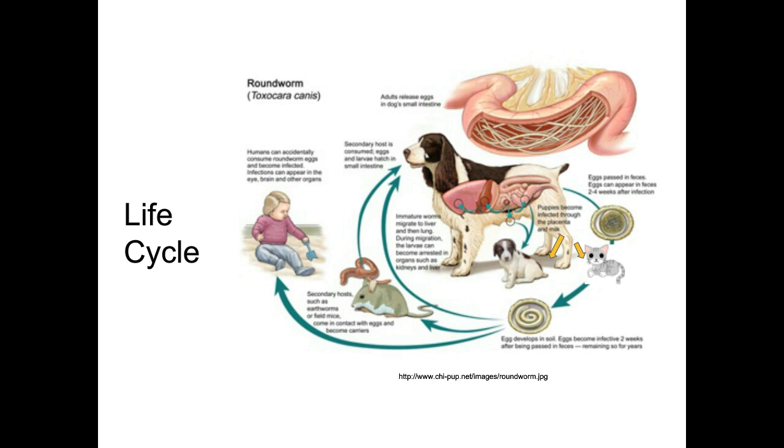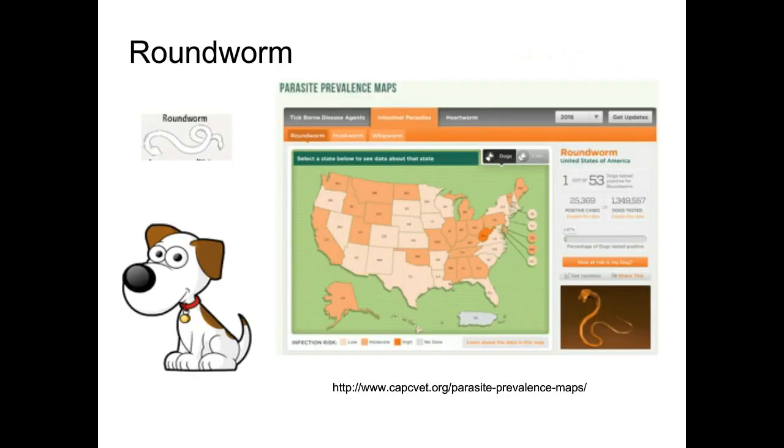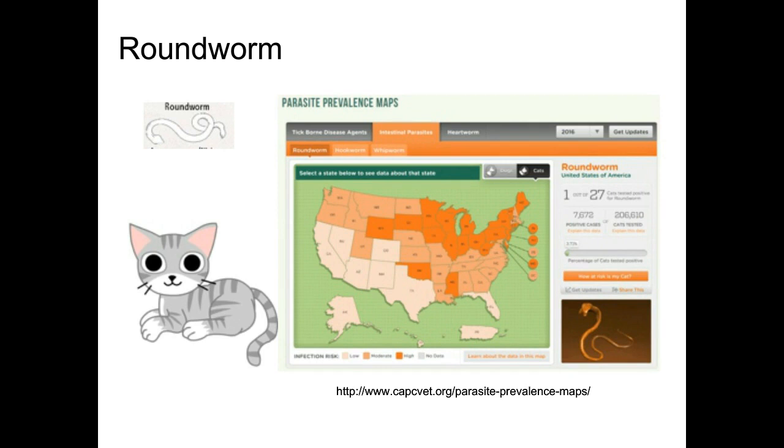Again, with the Companion Animal Parasite Council, 1 in 53 dogs will test positive for roundworms. And then I don't know about West Virginia, it has the most common cases. And roundworms in cats, 1 in 27 will test positive. So you'll see it. I don't know why you see it mostly in cats. And then in the north in cats.